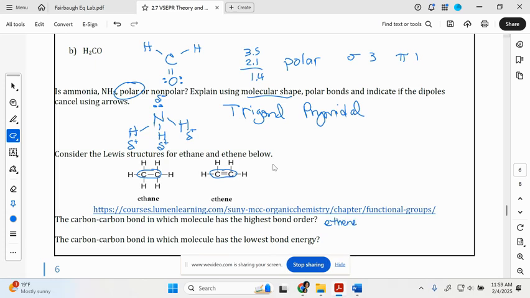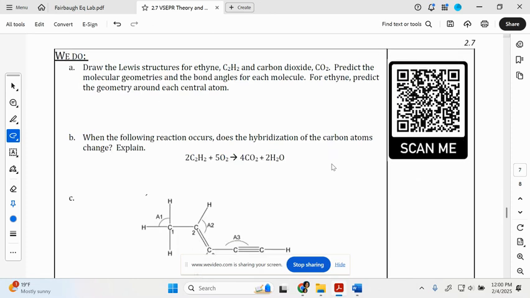And then which one would have the lowest bond energy? Which one of these would have less energy? Ethane, yep. Why? Because a single bond is going to have less energy than a double bond. Think about if you were trying to break 1 stick versus 2 sticks of the same size. It's going to be a lot harder to break the 2 sticks, right? You have to put more energy into it. Or take 2 pencils. All right, we're going to draw ethylene here.